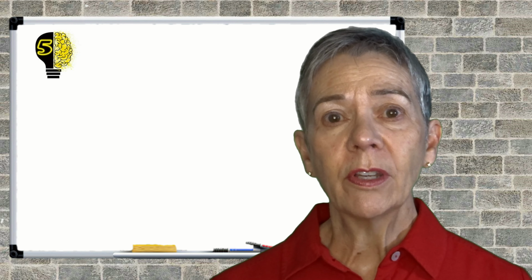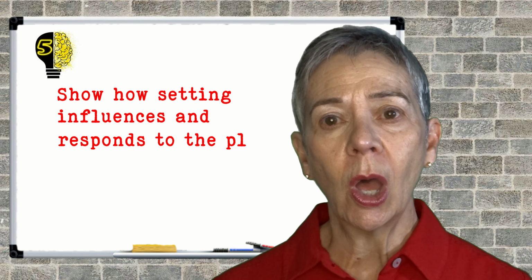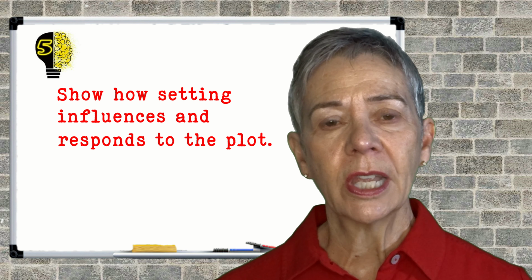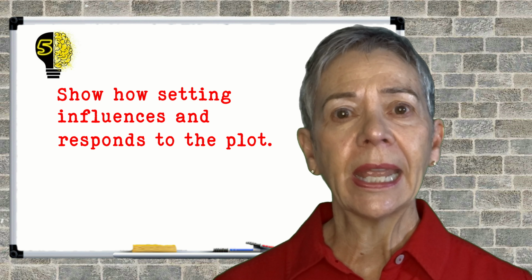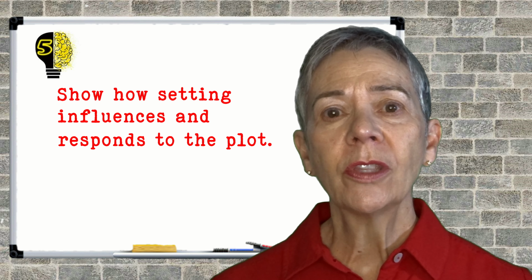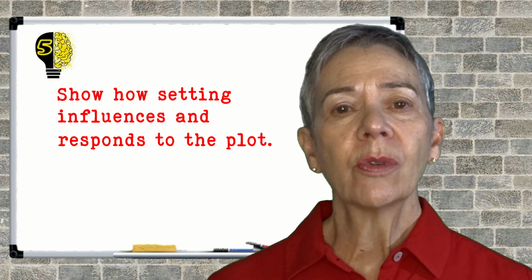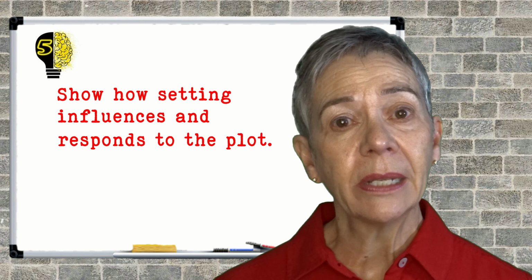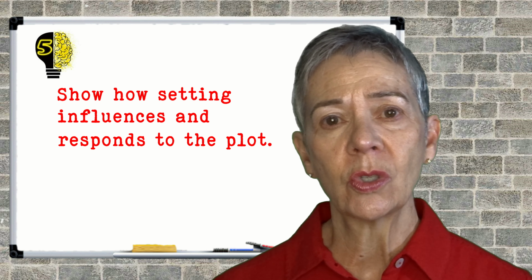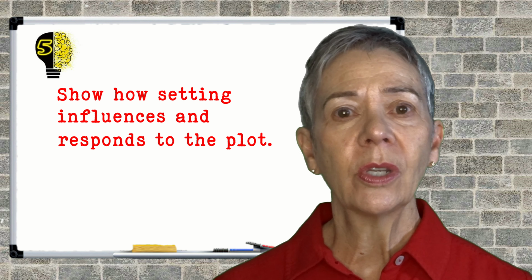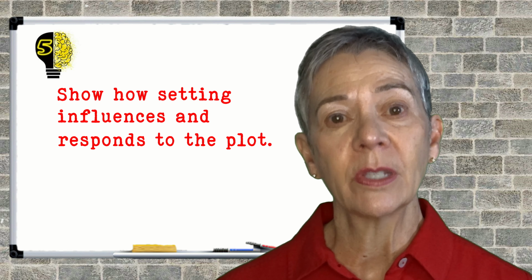Tip number 5, show how setting influences and responds to the plot. So it's not just the characters that interact with the environment, but the plot itself. What effect does this particular setting have on the plot, on the story itself? If it's going to be another character in your book, then it has to affect the plot. But at the end of the book, just like many characters need to show that they have changed throughout the story, what changes about the setting as a result of the plot? That's an important aspect of keeping it alive as well.